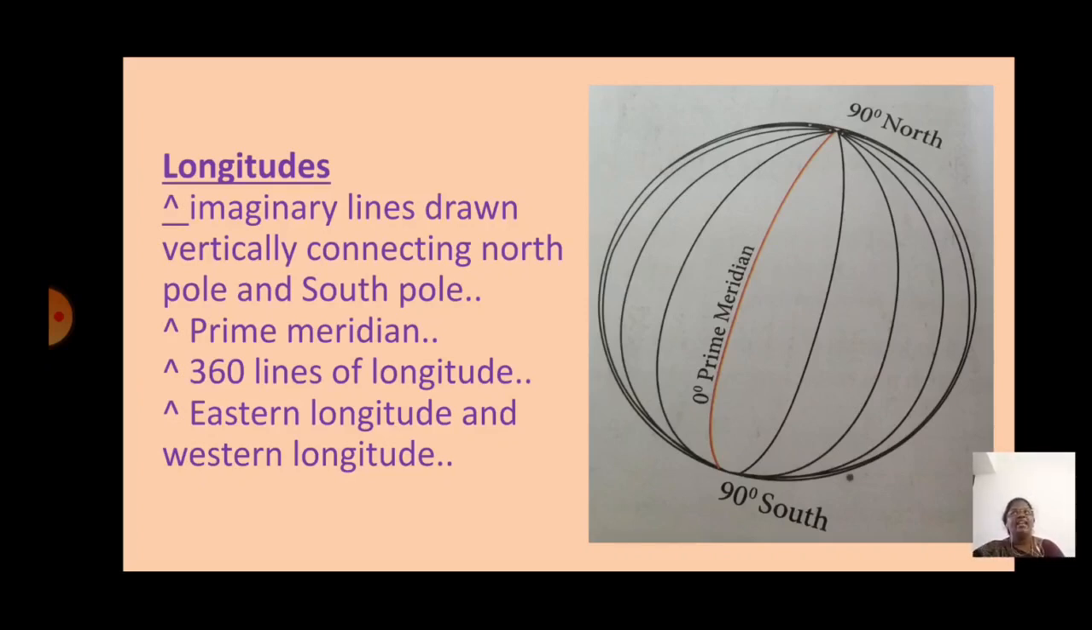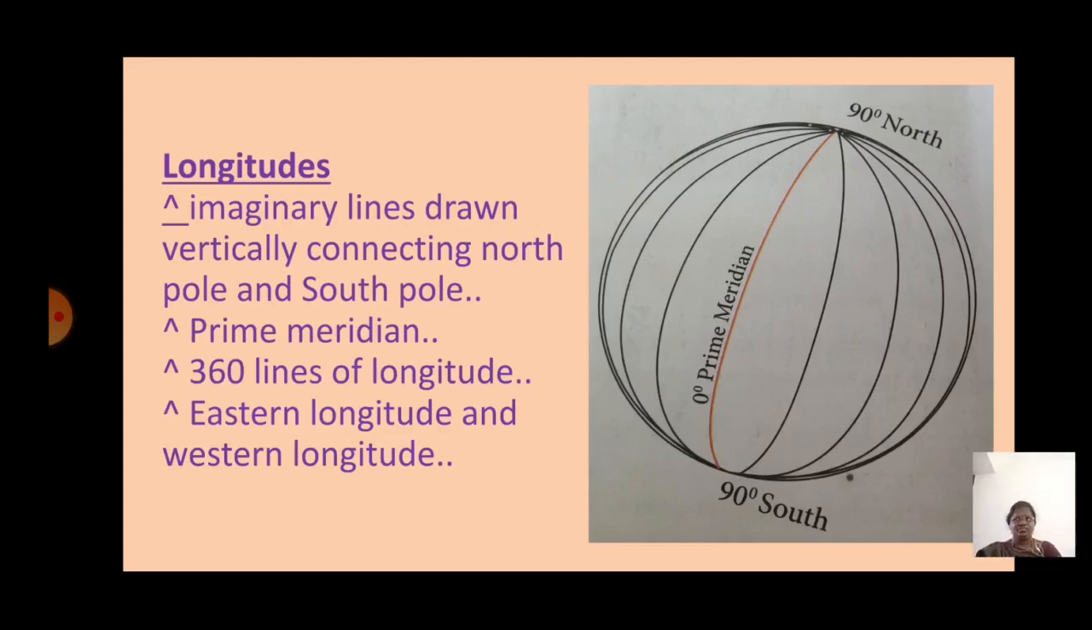These lines converge at the poles, converge in the sense that they are connected, converging at both the poles, North Pole and South Pole. The 180 degree west and 180 degree east lines of longitude are the same line.